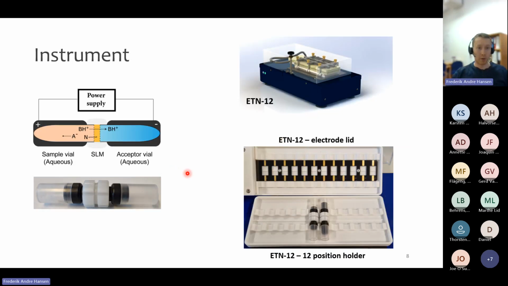When you have assembled one unit, then it looks like this, where you have the sample on one side and the acceptor on the other side, and then this supported liquid membrane in between. Then you can take this unit and whatever other samples you have and place them inside the holder of the instrument, where you can see there is space for 12 positions here. Then you cover these with a lid. That is the one up here, and this lid has one printed electrode that will come into contact with each vial, so you can close the electric circuits.